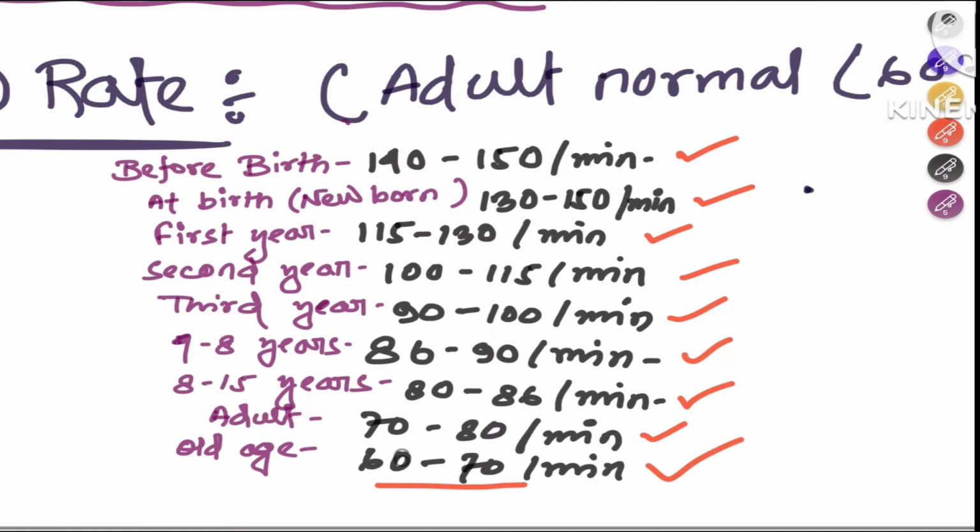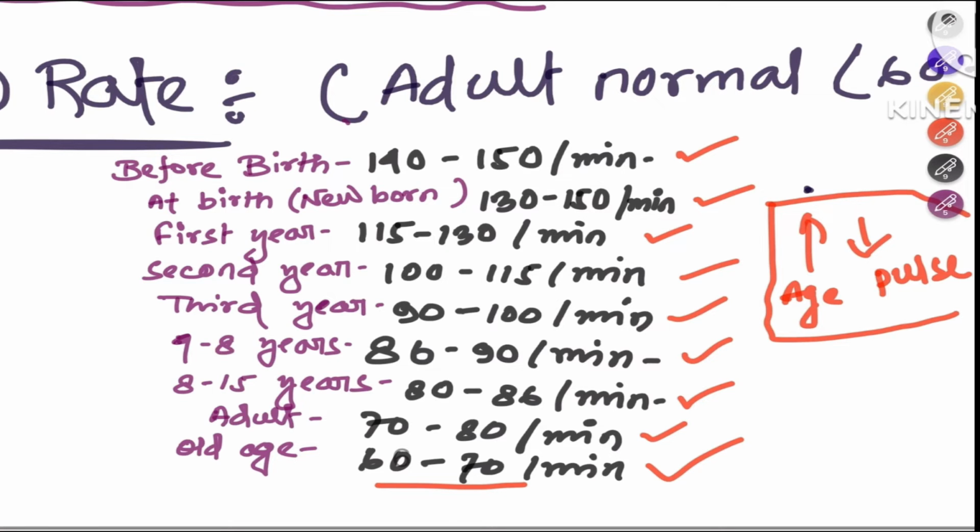As you can see, age is increasing and pulse rate is decreasing. Age and pulse. Whenever age is increasing, slowly the pulse rate is decreasing.